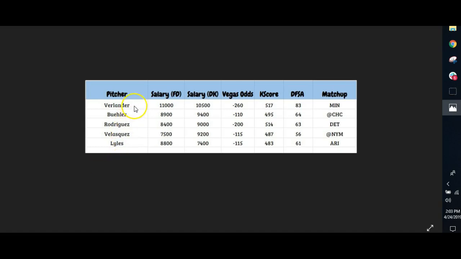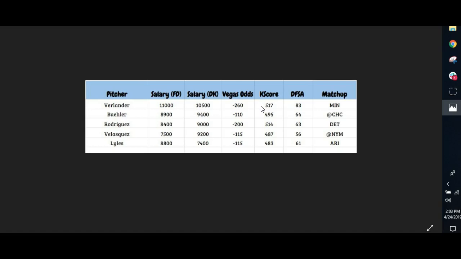It would start tonight with Verlander. 11,000 is quite a bit, 10.5 quite a bit on DraftKings. But you've got minus 260 Vegas odds, a 5.17 K-score, which, if you don't know what K-score is, is the strikeout percentage of the pitcher added to the strikeout percentage of the opposing team. It tells us who has a ton of strikeout potential as a pitcher going up against teams that like to strike out.